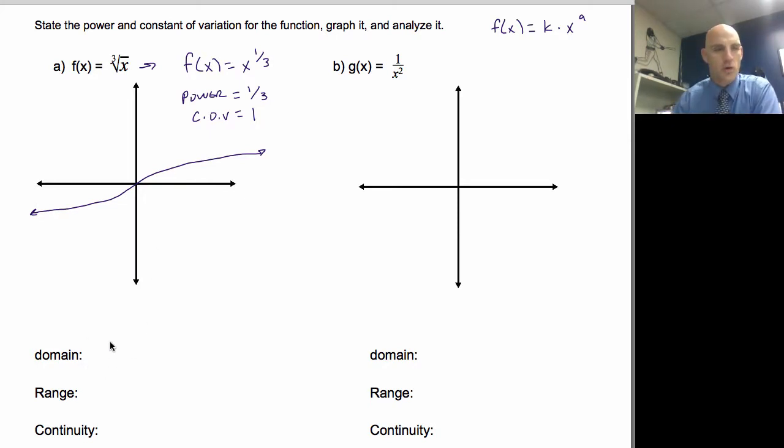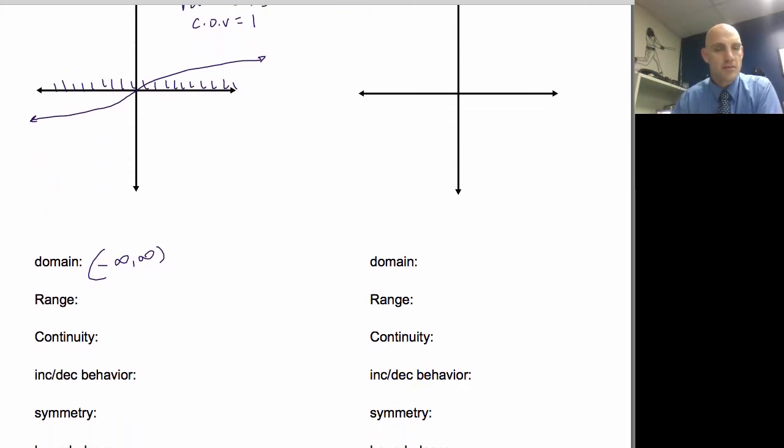My domain, so that's what can't go in. Well, in this case, my x, everything can go in. Don't be confused. This is a cube root. This is not a square root. Okay, if this was a square root, it has to be positive, but because it's a cube root, my domain is -infinity to infinity. How do I know that? Well, look at my x values. For every x value, as I go along, I have a y value, so the graph is there. My range, these would keep going down into -infinity and to positive infinity, so -infinity to positive infinity. Is it continuous? Yes.